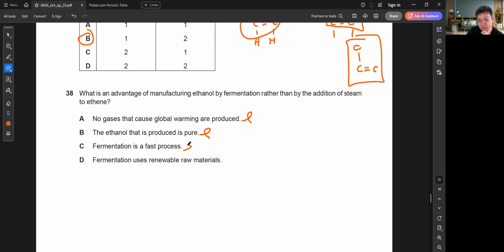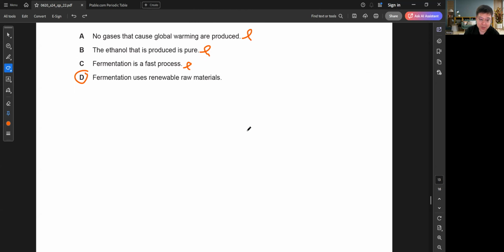Fermentation is a fast process. No, it's a slow process. On the other hand, the one that we do with the steam, which is the man-made production, is much faster. So this is the wrong one. Fermentation uses renewable raw materials. Yes, that means we can keep on using the yeast and reusing it. However, for steam, we will need to keep on buying new raw materials.